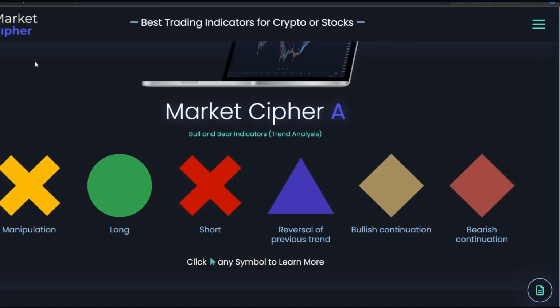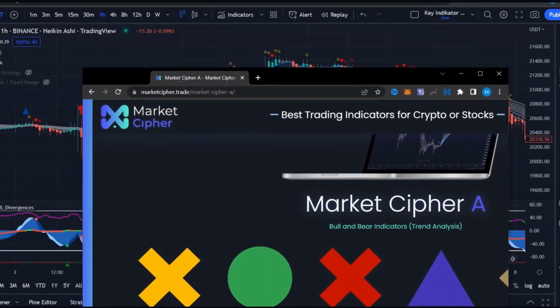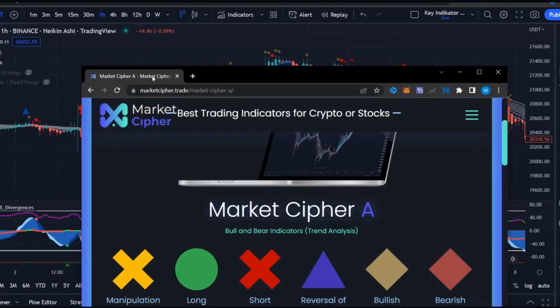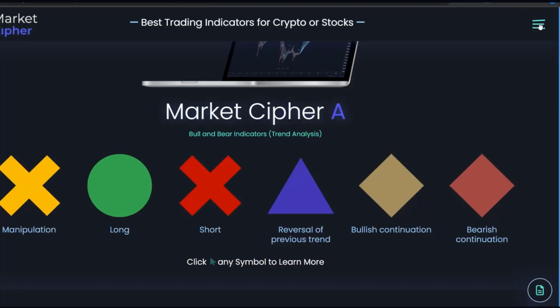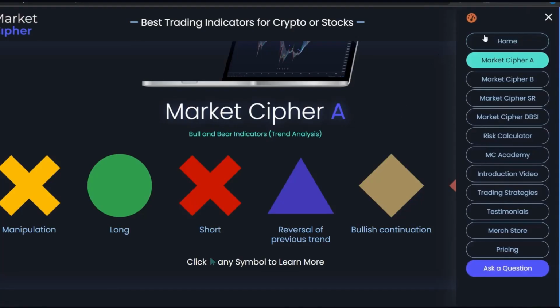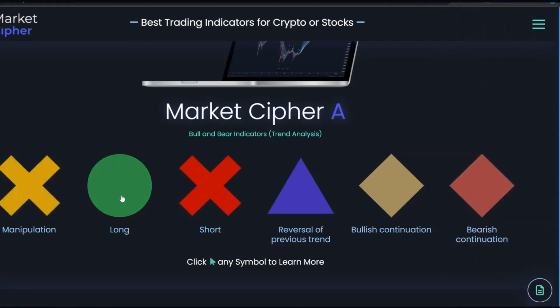Market Cipher A, we go to Market Cipher Trade, just so you have the website again. This is what it looks like. If you click up here on the top right, you have the option to select Market Cipher A, and then you'll see these different things that show what each symbol means: bullish continuation, bearish continuation, short, long, manipulation, and reversal of the previous trend.